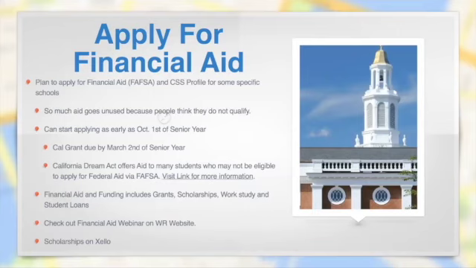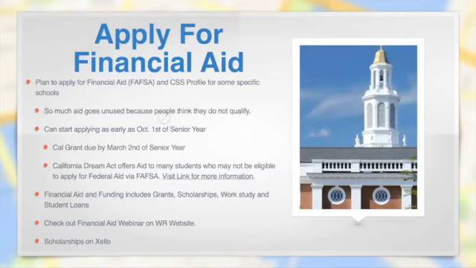So much aid goes unused because people think they don't qualify. So what's the worst? They come back and say you qualify for a loan. It can't hurt to apply, and they're low interest loans for that matter. You can start applying as early as October 1st of your senior year for financial aid, which opens you up to opportunities for grants as well as work study and loans, like I mentioned, low interest loans. That will have to be reapplied every single year, but October 1st of your senior year is when you are going to start applying.